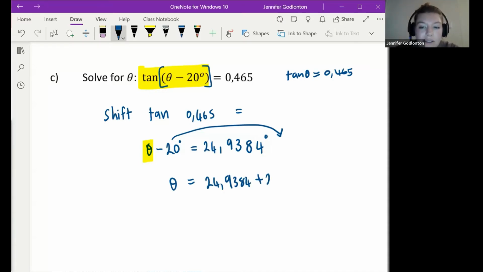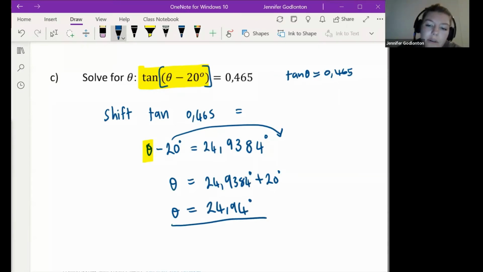24,9384 plus 20, which means theta, and now I can round it off to 2 decimal places because my final answer is going to be 44,94 degrees. And that's my final answer. Okay, so the important thing to take from this question is that the sign of 20 changes. I just didn't add it. The sign of 20 changes because it's jumping over the equal sign.